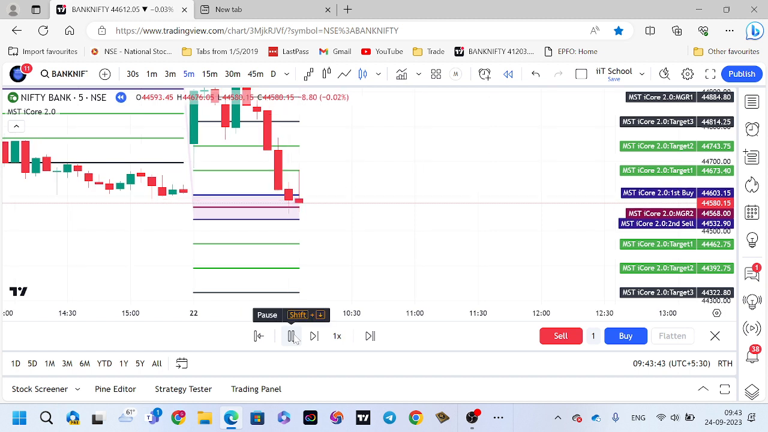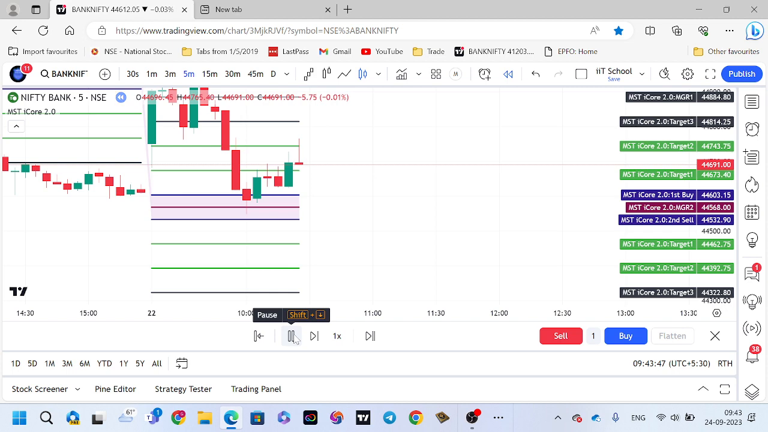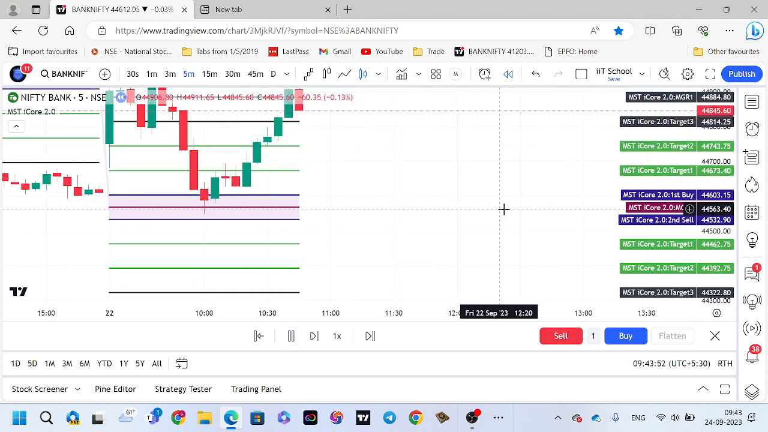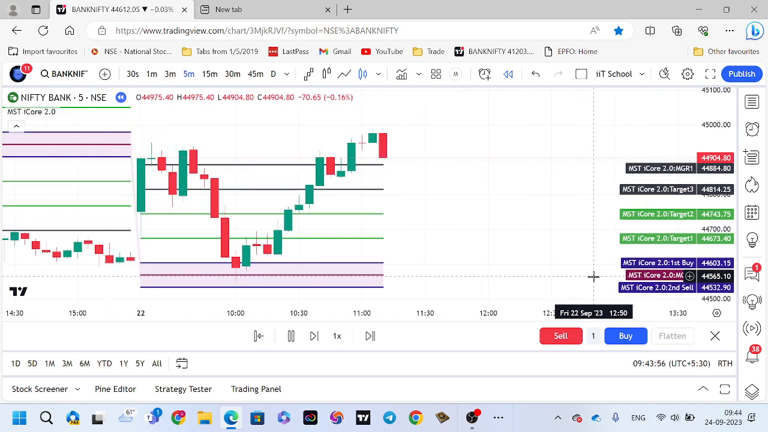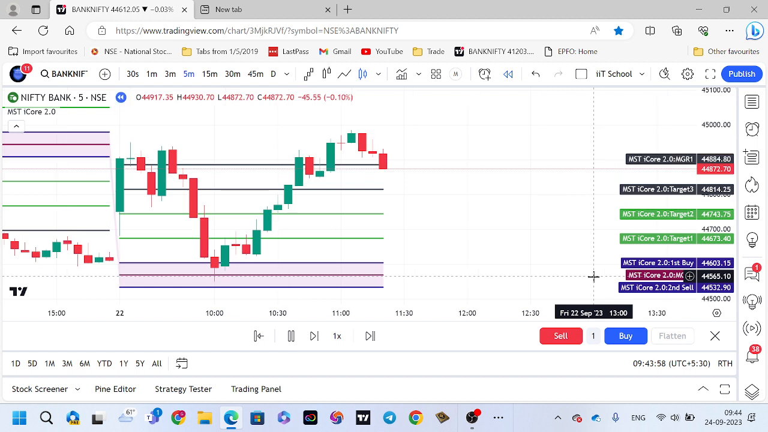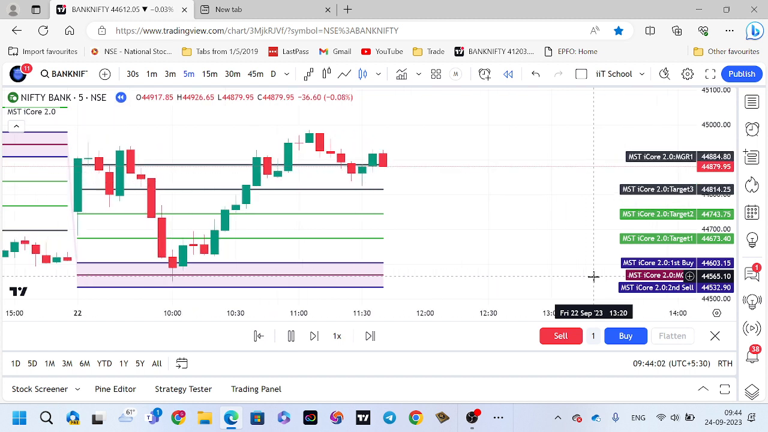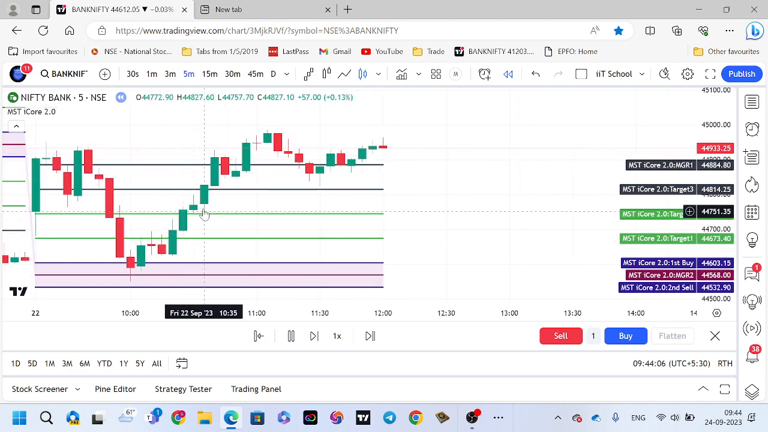So let us see what has happened actually. Immediately our first target hit, second target hit, third target hit, that's all. Again market has boosted up. So now how can we understand that market will go up only, or market will not come down? How long we can hold the profit? The thing is, it is very simple. Look at the previous candles.